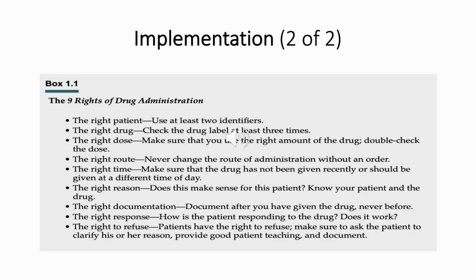The sixth right, the right reason. Does it make sense for this patient? And know your patient and the drug. The seventh right, the right documentation. Document after you have given the drug, never before. The eighth right, the right response. How is the patient responding to the drug? Does it work? The ninth right, the right to refuse. Patients have the right to refuse, and make sure to ask the patient to clarify his or her reason. Provide good patient teaching and documentation.